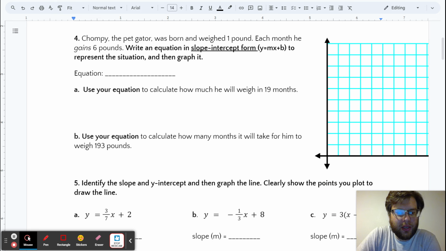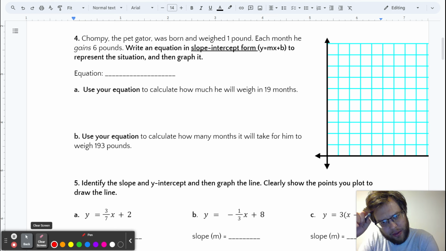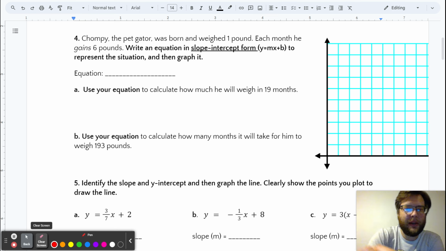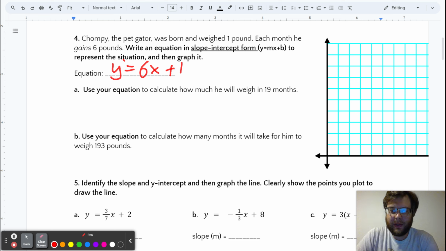All right, moving on down. Chompy the pet gator was born and weighed 1 pound. Each month he gains 6 pounds. So I know I can write an equation like this. Y equals 6x plus 1. Because he gains 6 pounds every month, that's the 6x, 6 times the number of months. Started out 1 pound, so that's the plus 1.